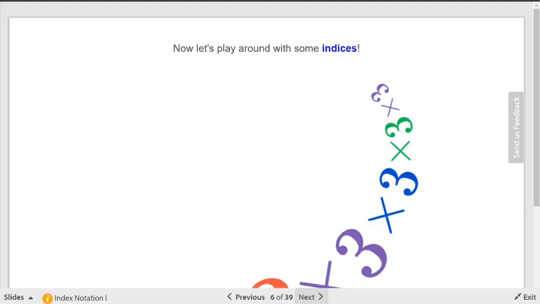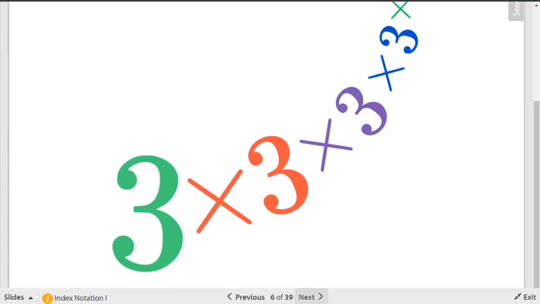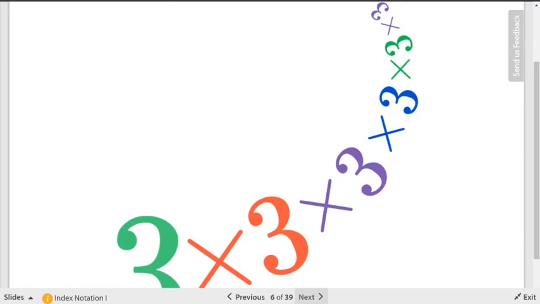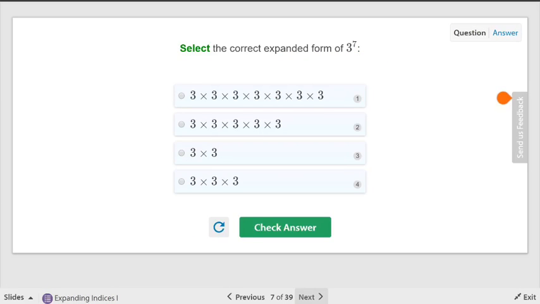Now let's do some indices. All right? That looks evil. Oh, it's fun colors. That's not bad. What would that be? 1, 2, 3, 4, 5, 6 threes. So 3 to the 6th power. Right? If you have the expanded form, you can do that. Okay? Now this one's actually from your homework. I want you to do it. Go. Work on your own.